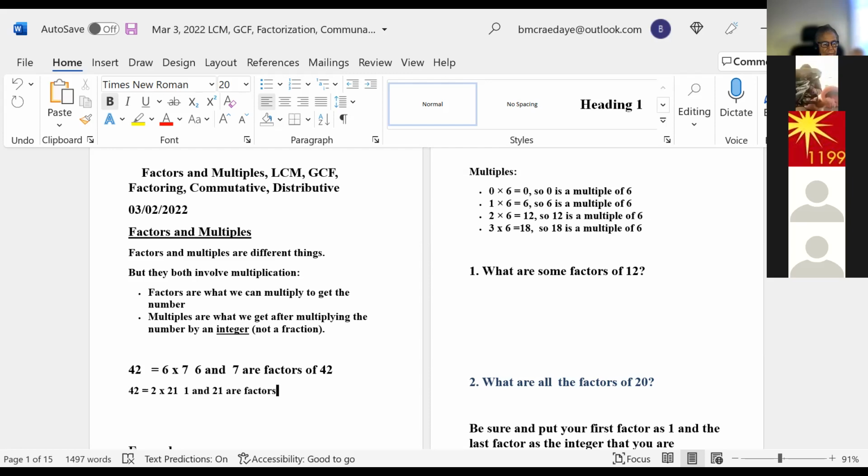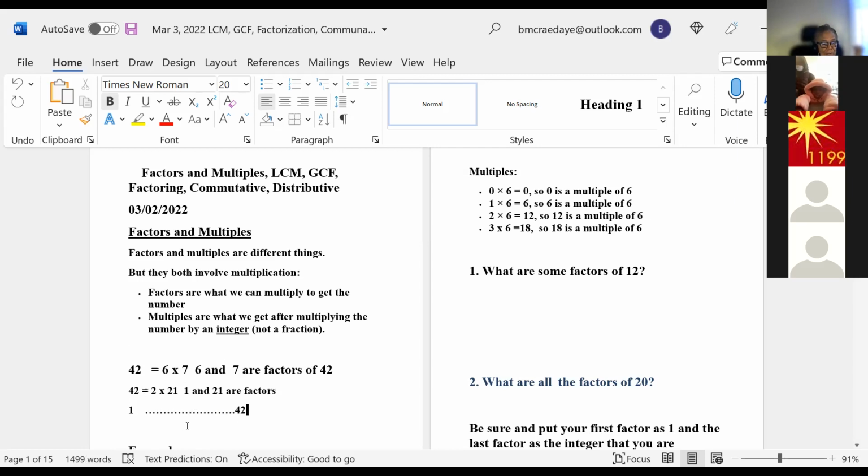When you're figuring out all your factors, you first put the 1, because all numbers are divisible by 1, and the last factor is the number itself. So if you want to list all factors, you put 1 and 42. In between, you put the other factors. You've got 6 and 7, and 2 and 21.